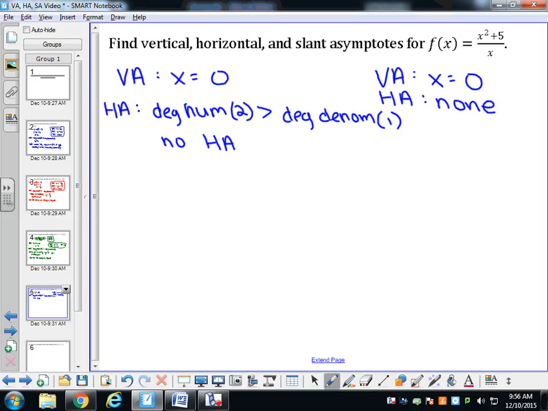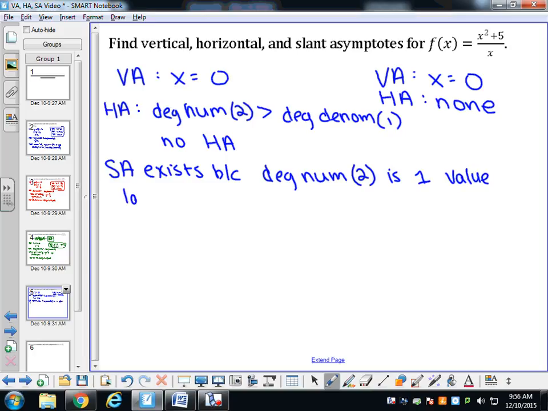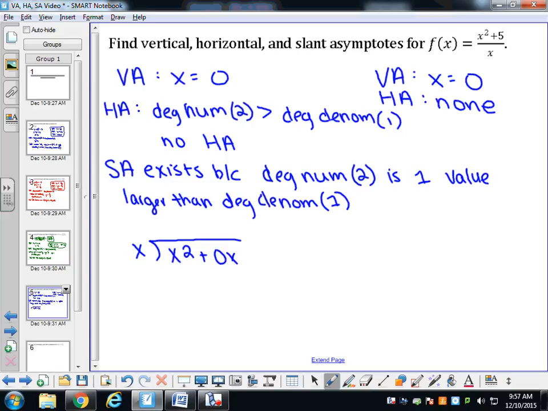Now this time there is a slant asymptote, because the degree of the numerator, which is 2, is one value larger than the degree of the denominator, which is 1. Now, in order to find my slant asymptote, I need to do some long division. So I do x into x squared plus 0x plus 5.